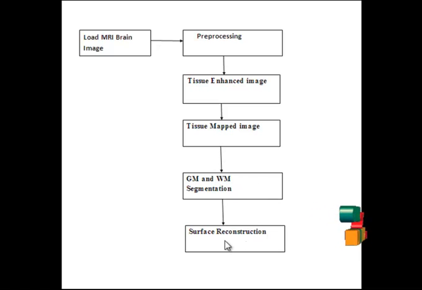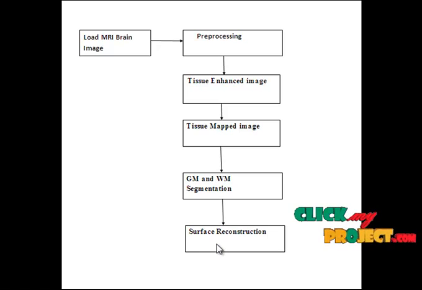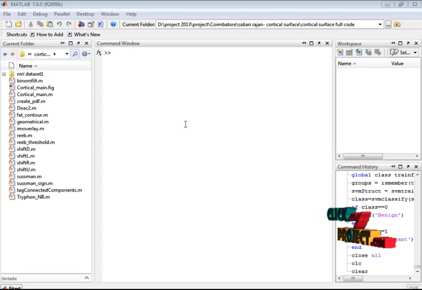After that, it will go to the surface reconstruction. Here we are detecting the surface based on the segmented white matter and gray matter. So based on this, we are identifying the surface of the MRI image. Now let's see the demo for the process.